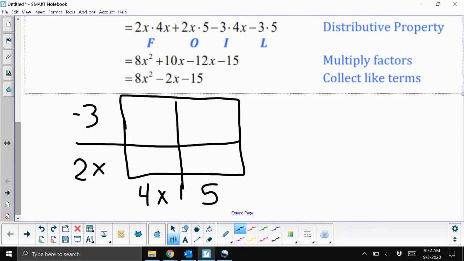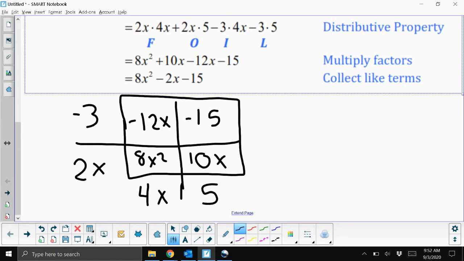So we get first times first, here is the 2x and 4x. That would give us 8x squared. Now 4x times negative 3, that's negative 12x. 2x and 5 is 10x. And 5 times negative 3 is negative 15.